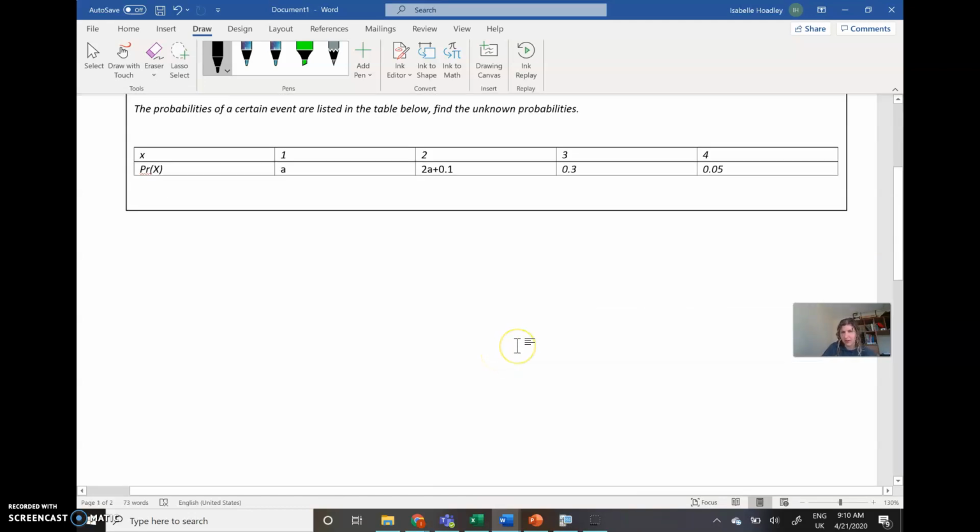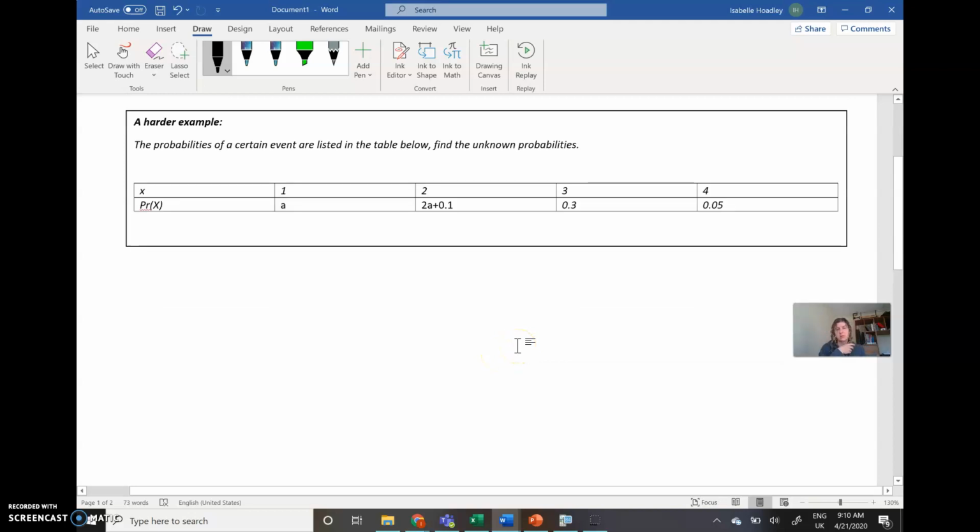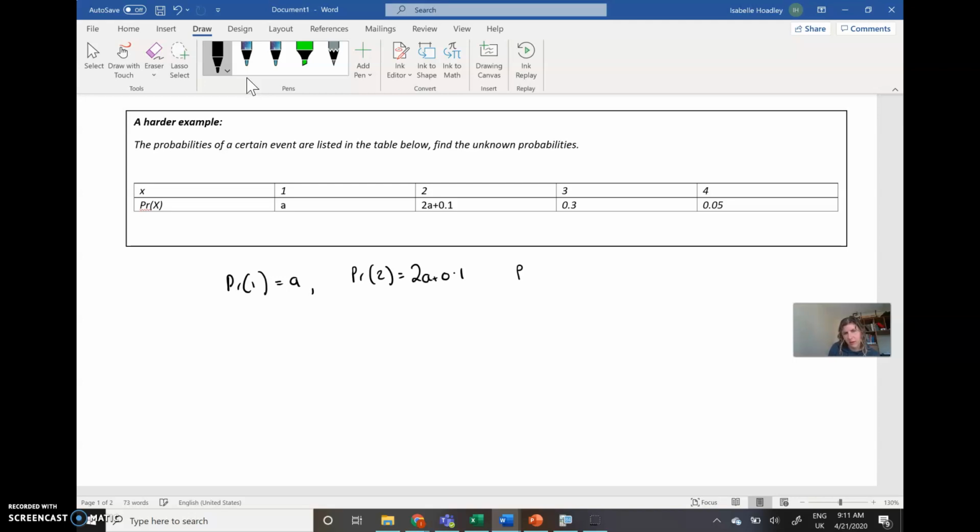So this is harder only because there's no scenario, and generally when we're doing things like probability and statistics, the question is actually easier if you've got a context. It's a little bit harder when you don't. So we've got that thing has 4 possible values, 1, 2, 3, and 4, and this is what we call a probability frequency table. And there's the probability of each of those occurring. So the probability of 1 is equal to A. The probability of 2 is equal to 2A plus 0.1. Probability of 3 is 0.3. And the probability of 4 is 0.05.